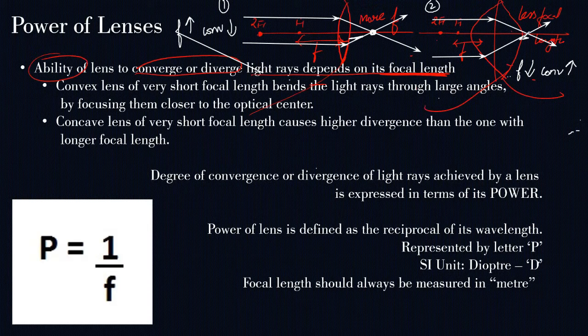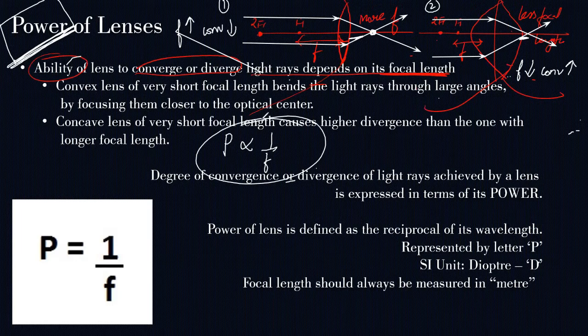So how much it will get converged or diverged will be given by the power of a lens, right? As per the formula, power of a lens is inversely proportional to focal length. Or we can directly write the formula: power is equal to 1 upon f, where f is always in meters. Okay, focal length in calculation of power will always be in meters.